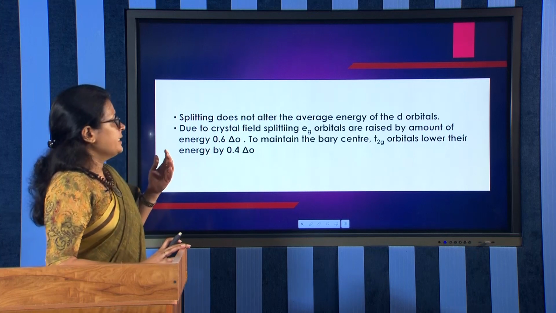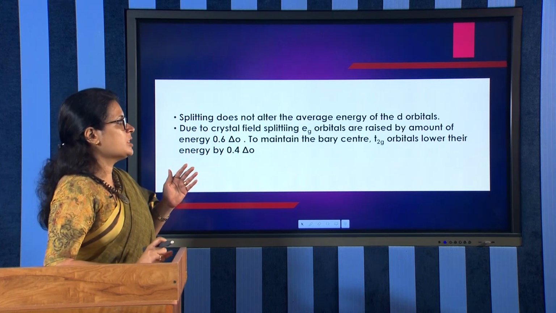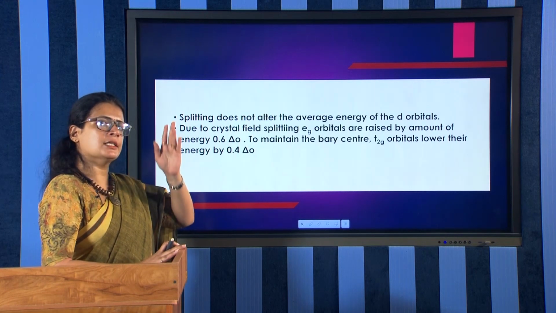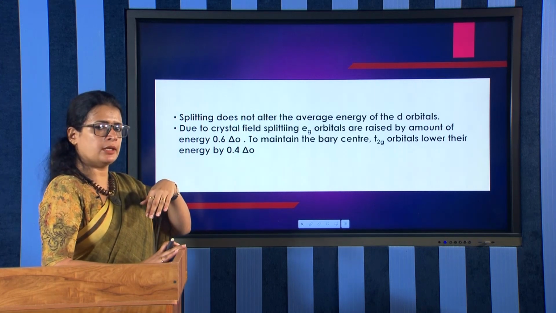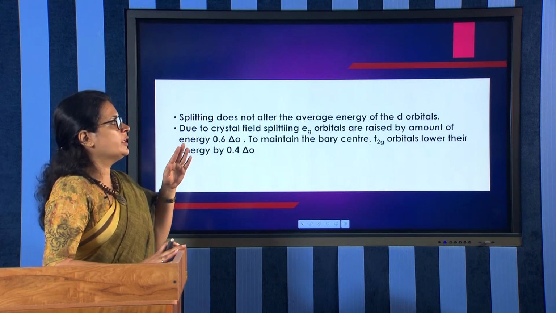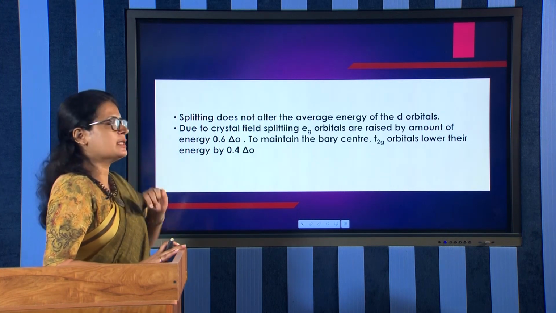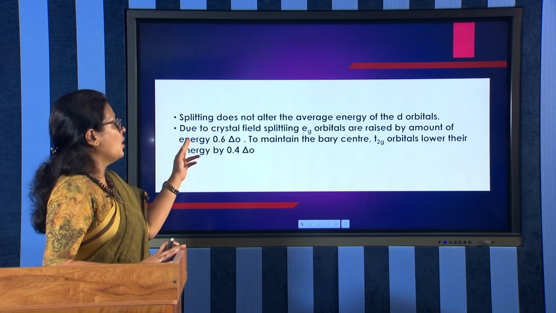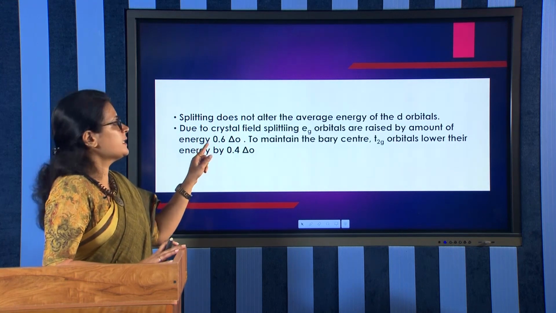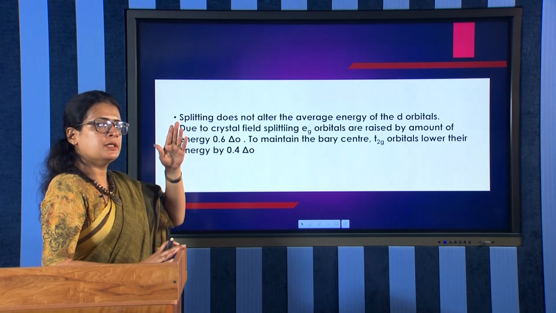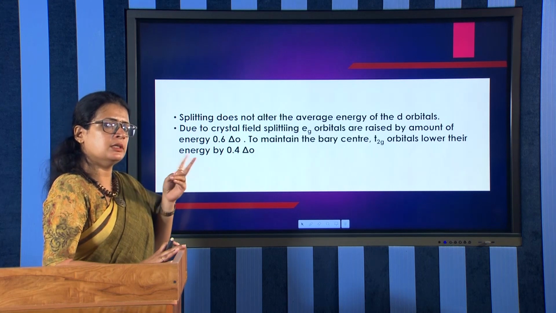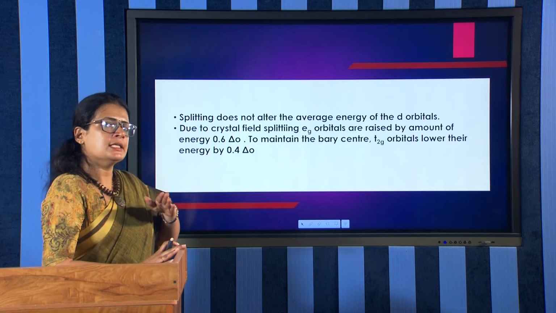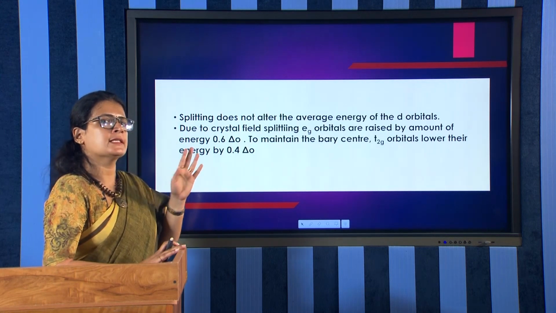Now, splitting does not alter the average energy of the d orbitals. See, some d orbitals have a greater energy, some have less energy, right. So, the average energy of the d orbitals remains the same. And due to the crystal field splitting, EG orbitals are raised by an amount of energy 0.6 delta O. That is, the two EG orbitals, dx square minus y square and dz square, will be raised by 0.6 delta O.